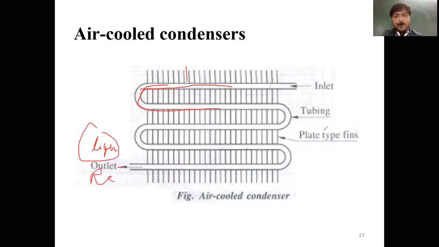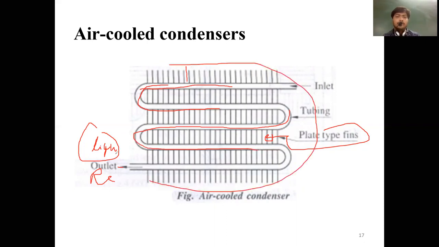A plate type of fin is used. This is a plate type of fin, and this is a tube in which hot vapor refrigerant is passed. Basically, this is used in low side pressure.